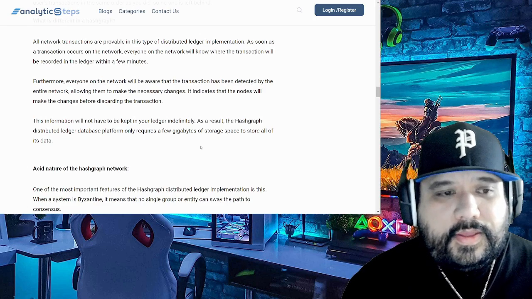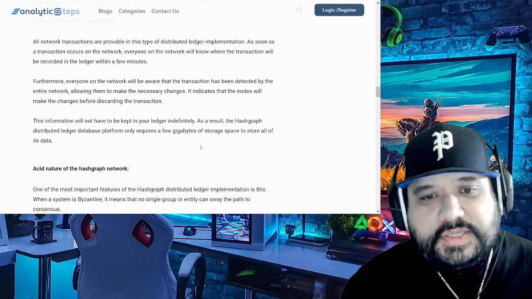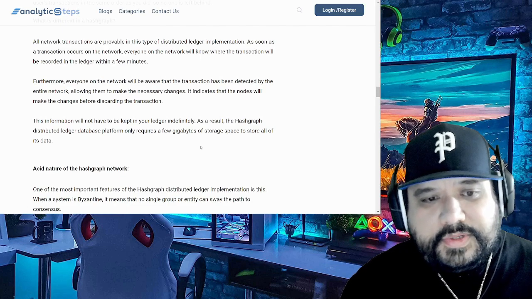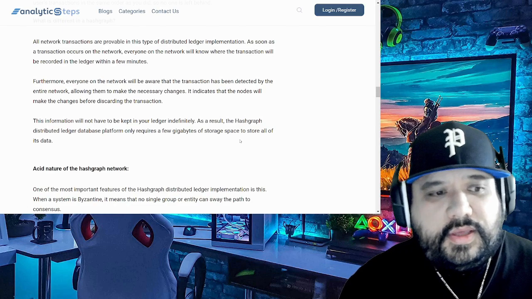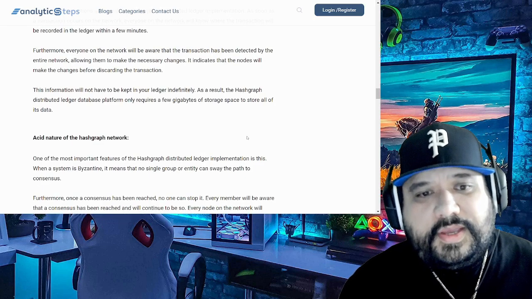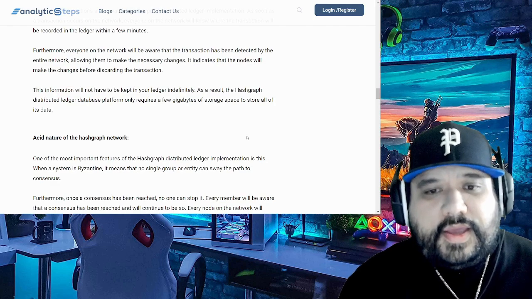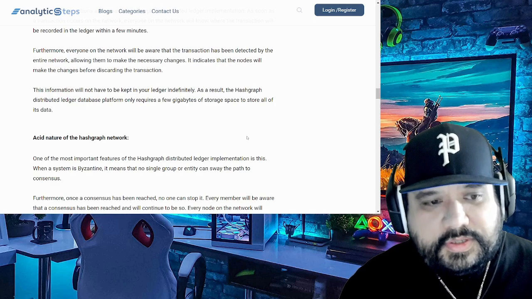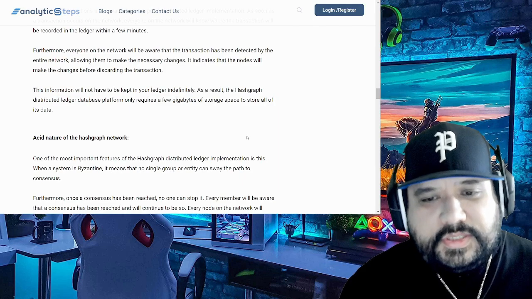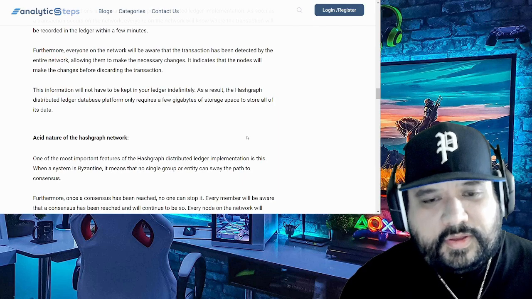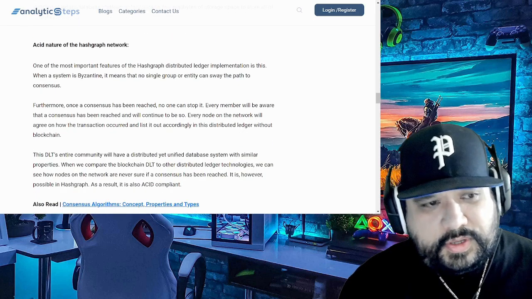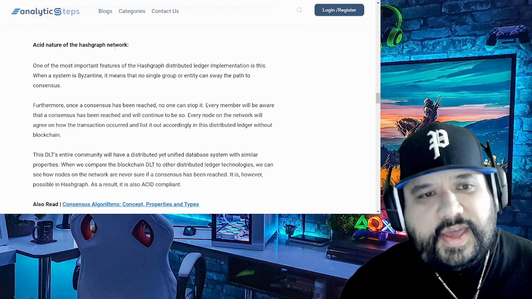Now, it says, furthermore, everyone on the network will be aware that the transaction has been detected by the entire network, allowing them to make the necessary changes. It indicates that the nodes will make the changes before discarding the transaction. This information will not have to be kept in your ledger indefinitely. As a result, the Hashgraph distributed ledger database platform only requires a few gigabytes of storage space to store all of its data.